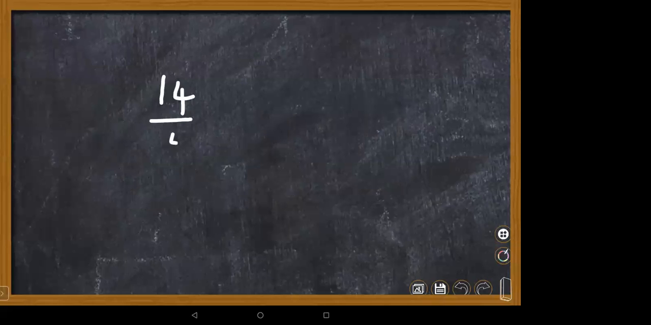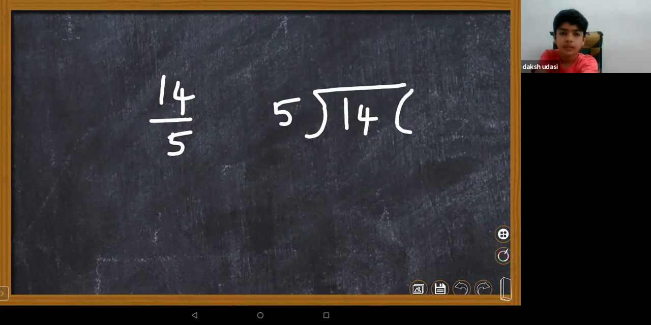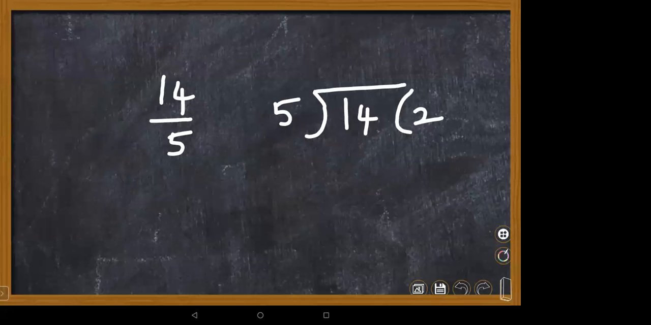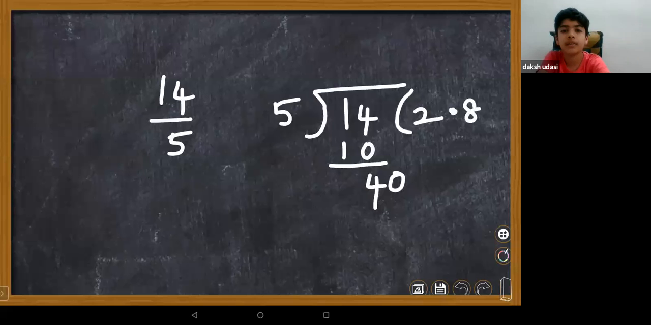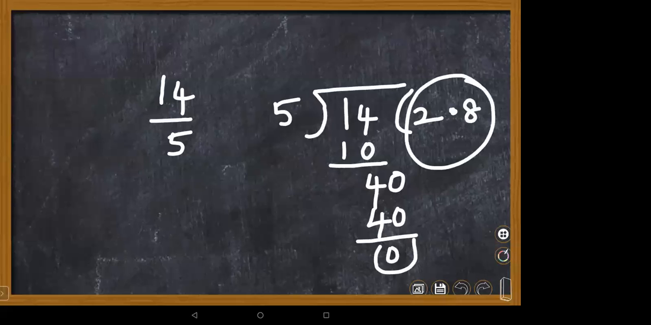This is 14 by 5, right? 14 divided by 5. So 14 is your dividend and 5 is your divisor. Now you can do normal division also. 5 twos are 10. So 4 is the remainder. You need to take a decimal point and make a 0. 5 eights are 40. 0 is the remainder. This is your decimal number conversion.